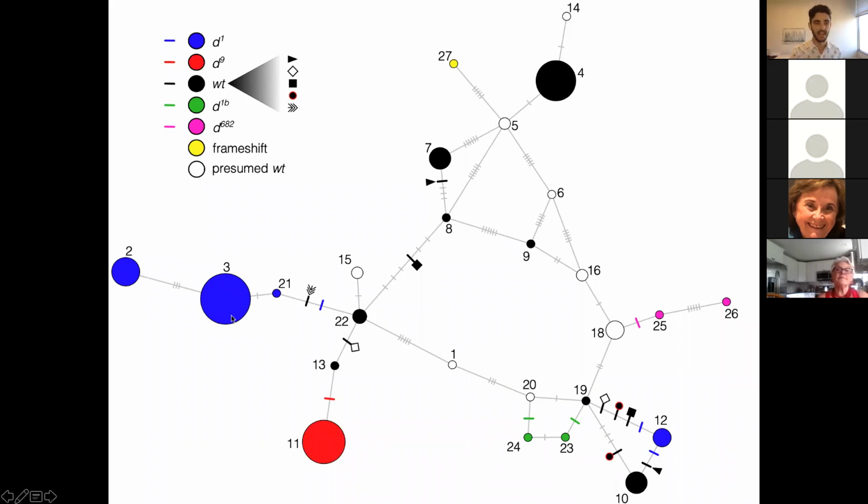Now, the difference between, say, haplotype number 3 and haplotype 21, you see there's this 1 hash mark right here. There's one other variable position, but of all the 3,500 base pairs we sequenced, there's only 1 variable position between those 2 haplotypes. And that's what each hash mark represents, a variable site.